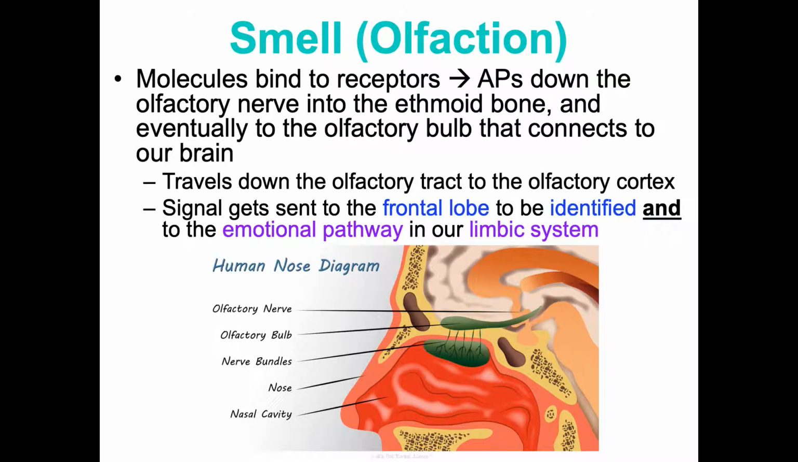And one thing that's super interesting about the chemical sense of smell specifically is that the signal gets sent to the frontal lobe of your brain, part of your cerebrum, to be identified, but it also gets sent to the emotional pathway, which is part of the limbic system in our brain. So if you've ever smelled something and it just totally takes you down memory lane, that is something that's unique to our sense of smell and the way that it is integrated and processed and makes that possible. So like maybe you can smell your grandma's perfume and it just totally reminds you of her, that kind of thing. It's pretty cool.